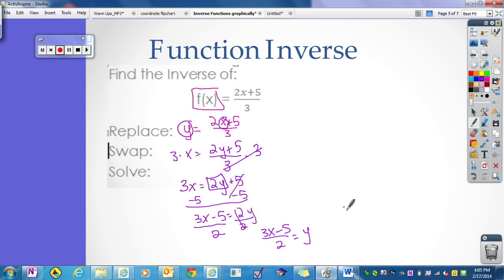So our final notation is f of x to the negative 1, because the inverse function of x is equal to (3x minus 5) over 2.